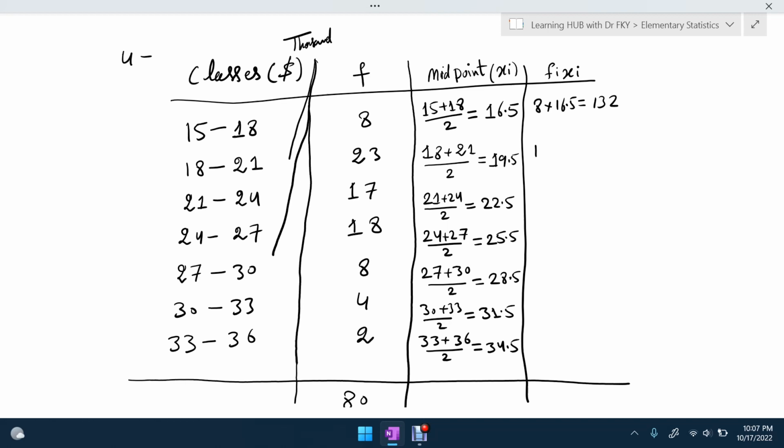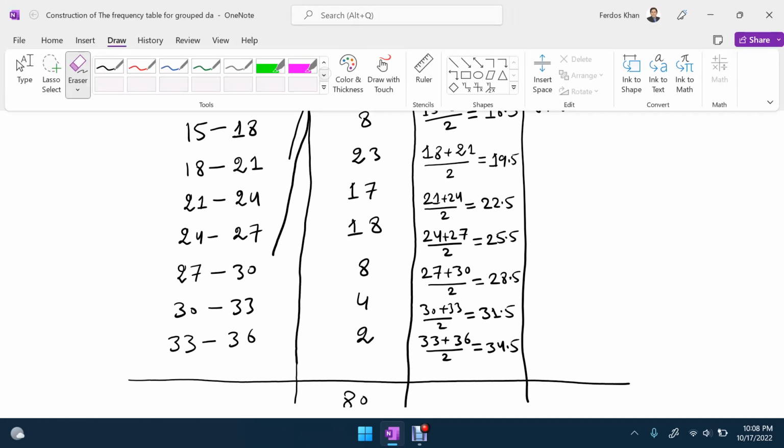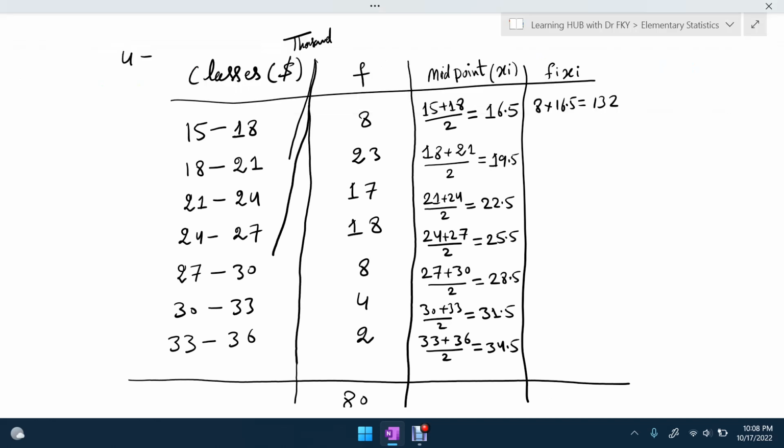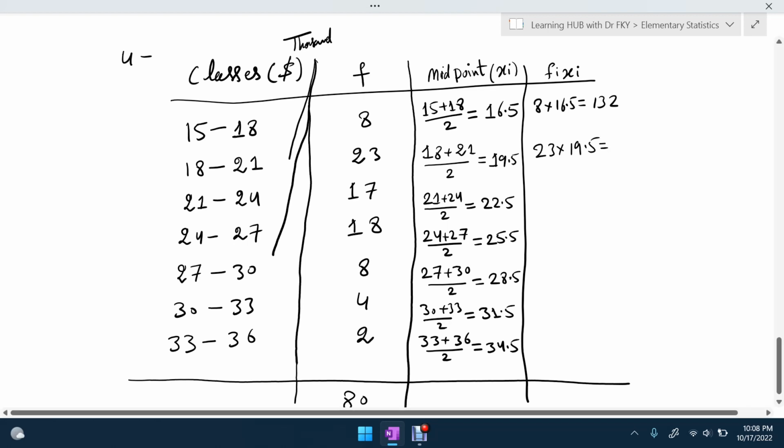And next is 19.5. You need to multiply with the frequency first, so I need to write the frequency first. This means that 23, this is f2, multiplied by 19.5. Let's do this. 23 multiplied by 19.5 will give you 448.5.